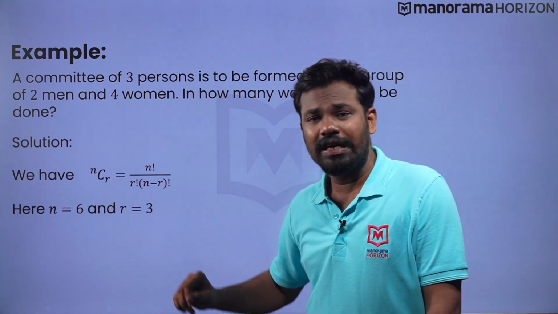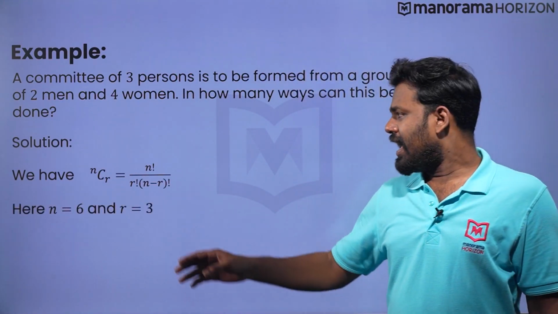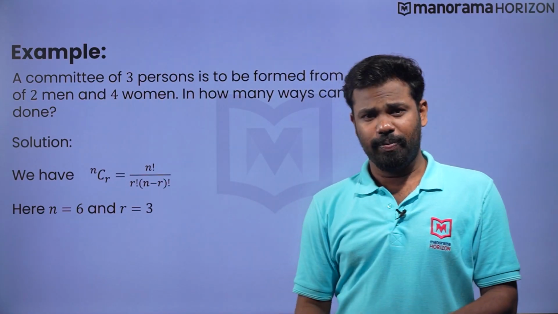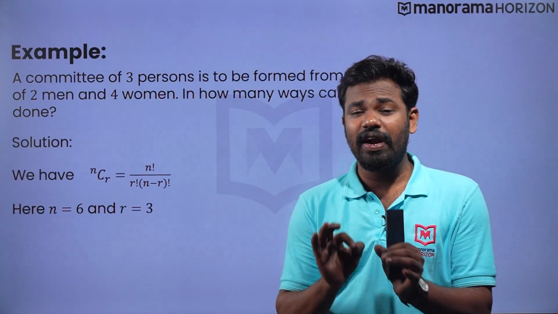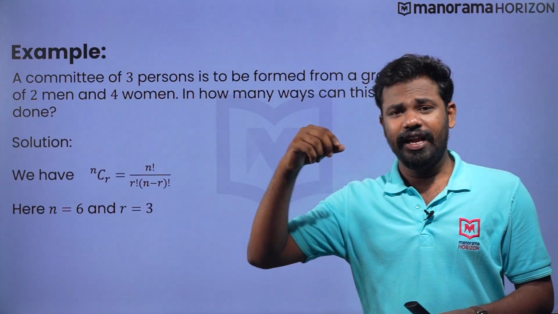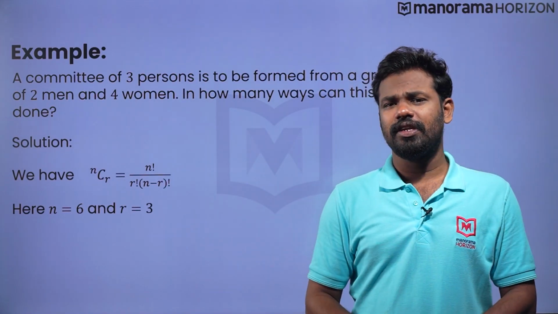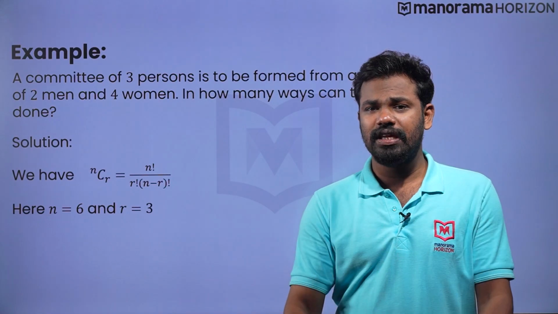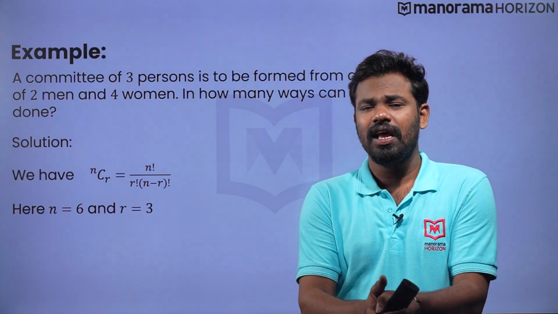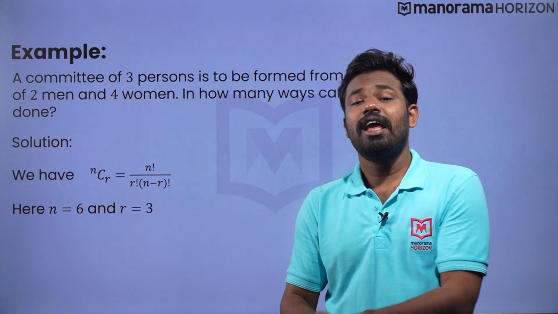So n is equal to how much? 6. And I have to select how many people from that? 3 people. Is there any condition given there in the question? That is, I need only 1 man, I need only 2 women. There are no other conditions given in the question. The only condition given is, you just have to select 3 people. It can be in any way.